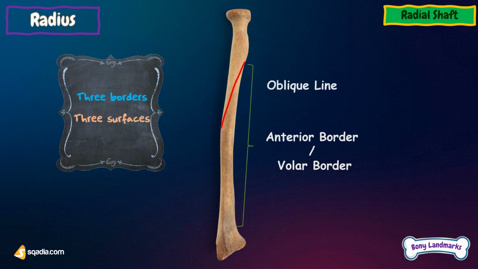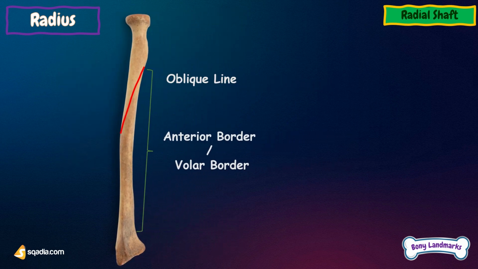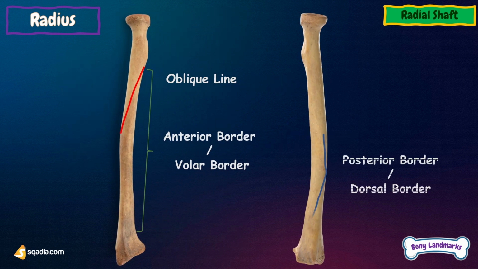The dorsal border or posterior border starts above the rear of the neck and ends below at the posterior part of the base of the styloid process. It is most visible in the midsection of the shaft. It separates the posterior surface from the lateral surface.